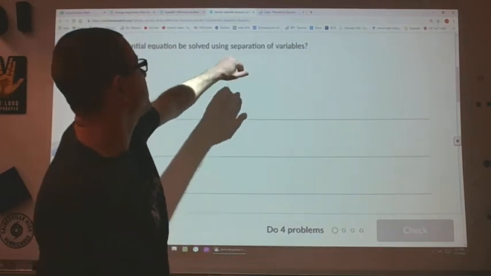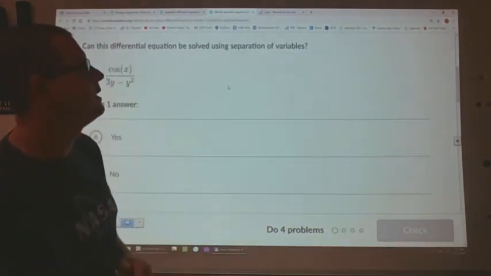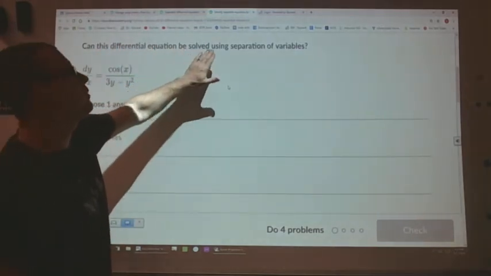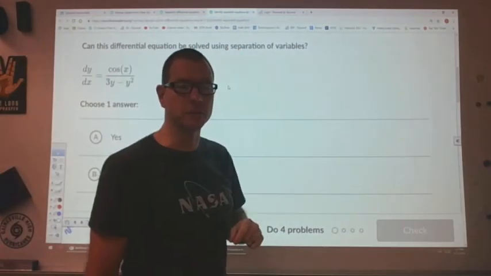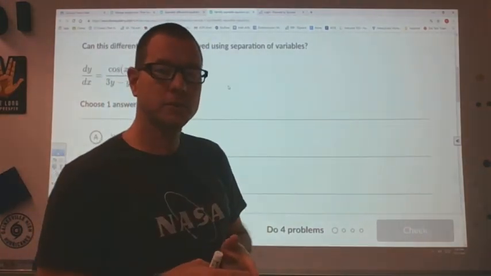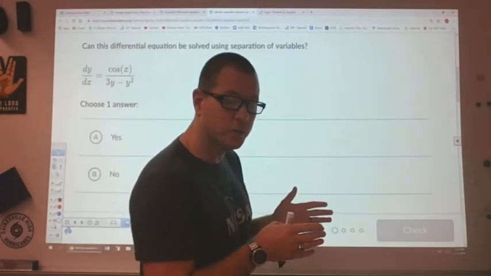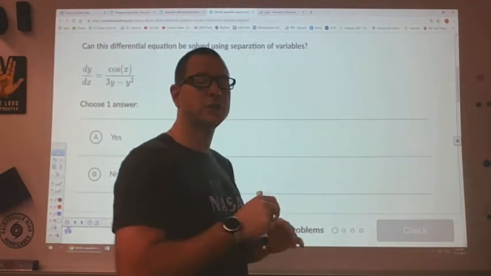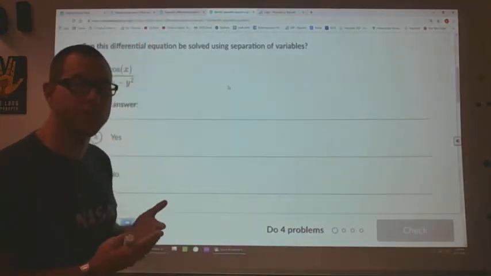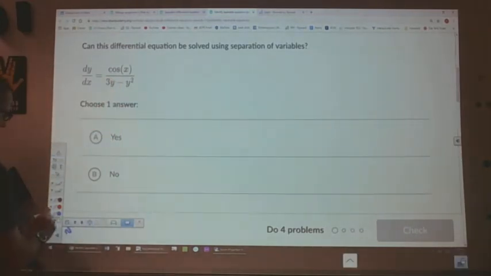So for this first exercise, which is identifying separable equations, it wants to know, can this differential equation be solved using separation of variables? Which means, are you able to get all of the, let's say, x variables on one side of the equation, all of the y variables on the other side? Can you separate the variables? And in this case, yes.